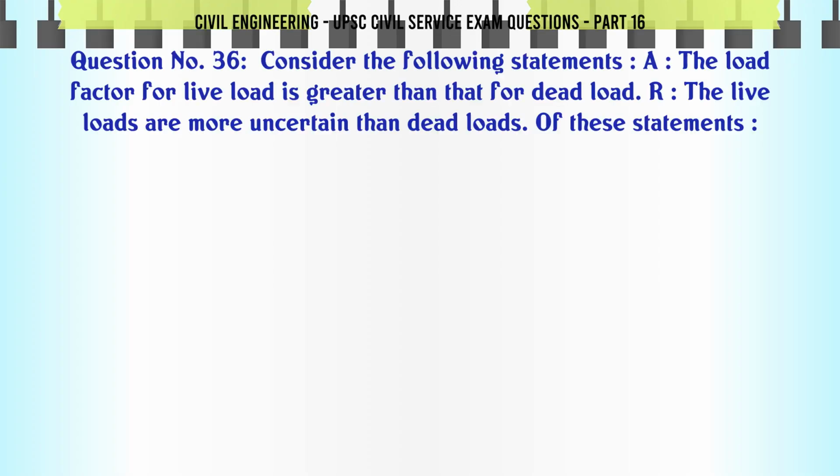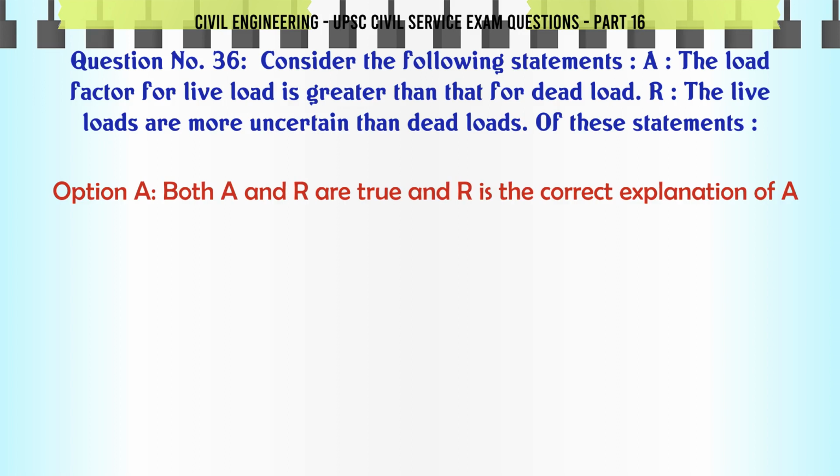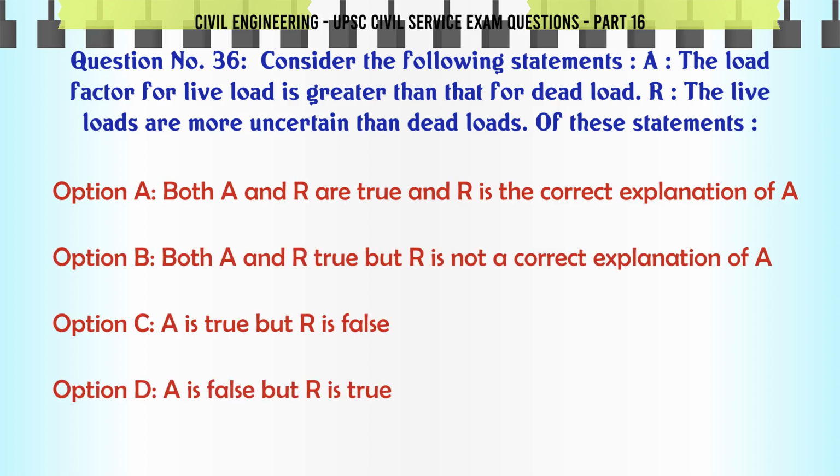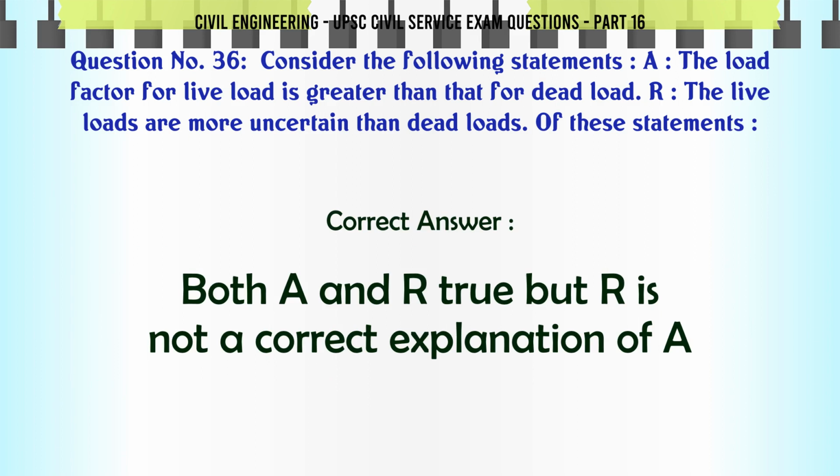Consider the following statements. A. The load factor for live load is greater than that for dead load. R. The live loads are more uncertain than dead loads. Of these statements, A. Both A and R are true and R is the correct explanation of A. B. Both A and R are true but R is not a correct explanation of A. C. A is true but R is false. D. A is false but R is true. The correct answer is both A and R are true but R is not a correct explanation of A.